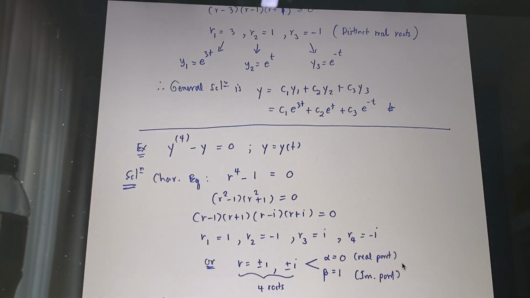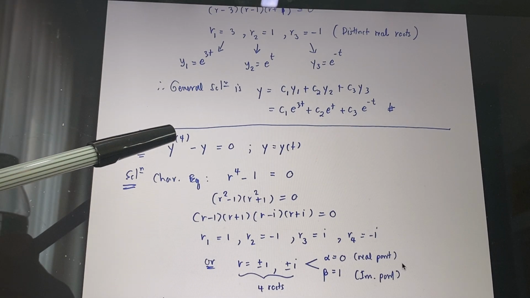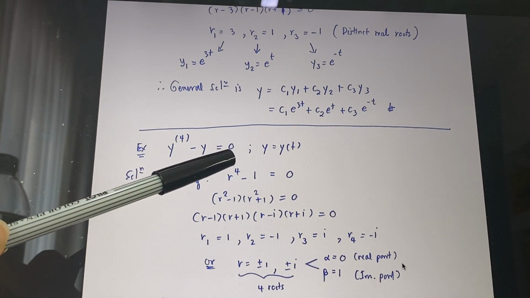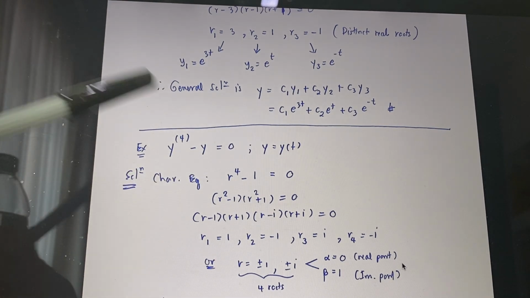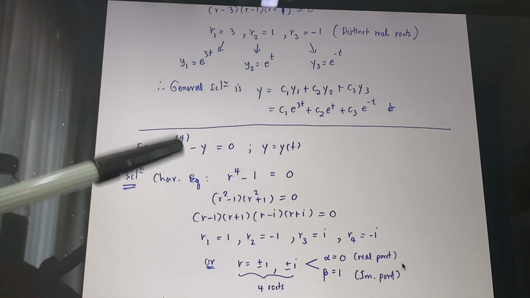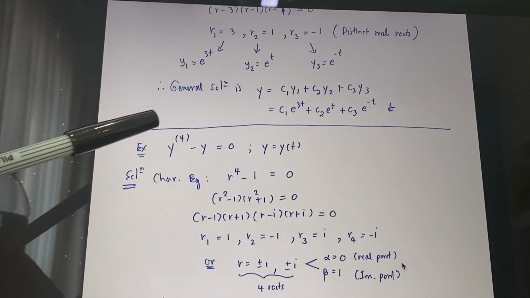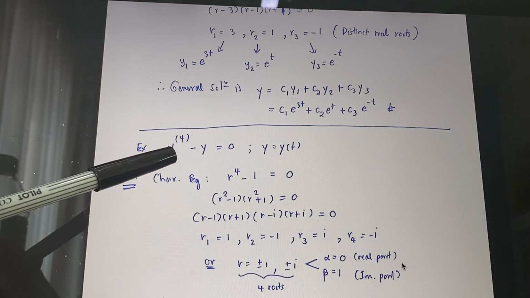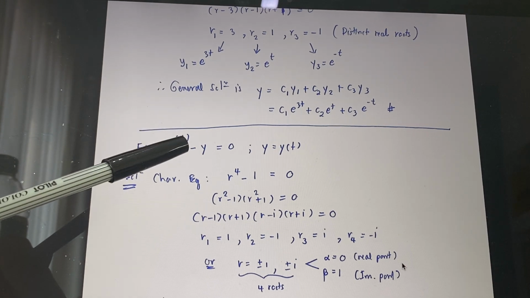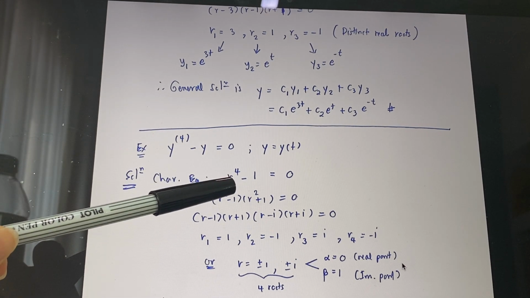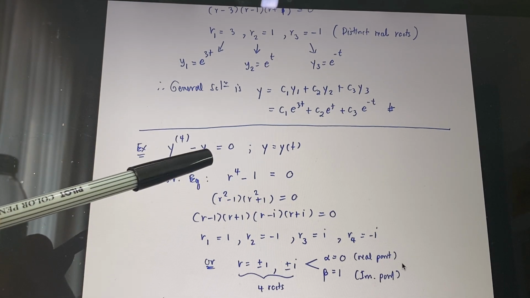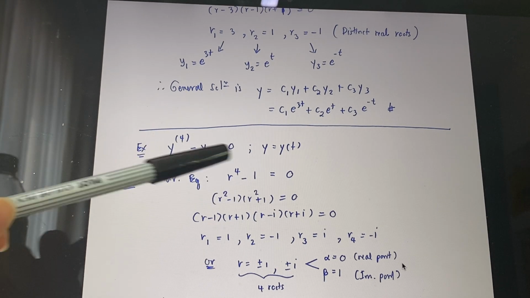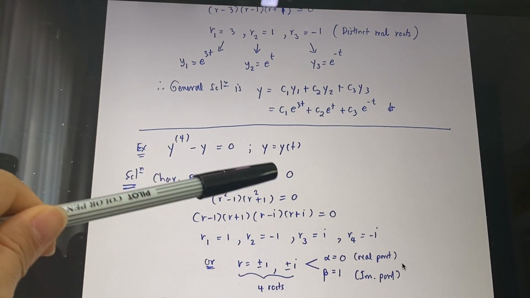How about this one? This one you have a fourth derivative. You have y to the fourth minus y equal to 0, and y is a function of t. Similarly, you still be able to find the characteristic equation. You see the fourth derivative, you should have r to the power 4, minus this one, you don't have any derivative with it, so it's just a constant. So minus 1, you set it equal to 0.